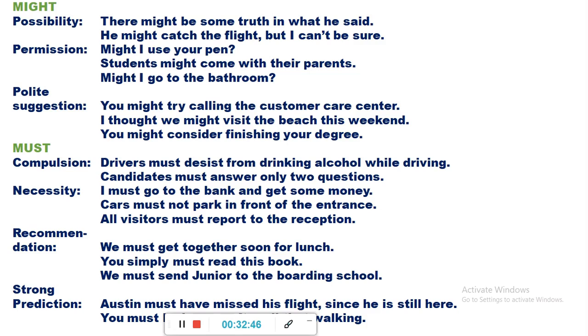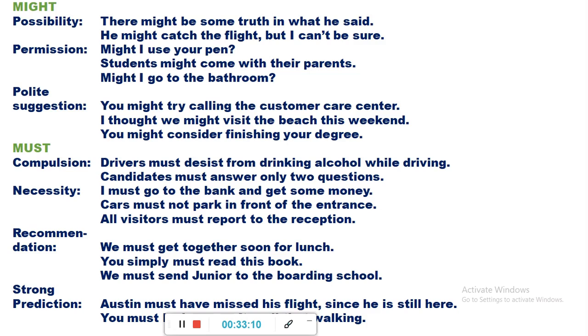All right. Then polite suggestion. You can suggest something politely using might. You might try calling the customer care center. I thought we might visit the beach this weekend. You might consider finishing your degree. You are making a polite suggestion.